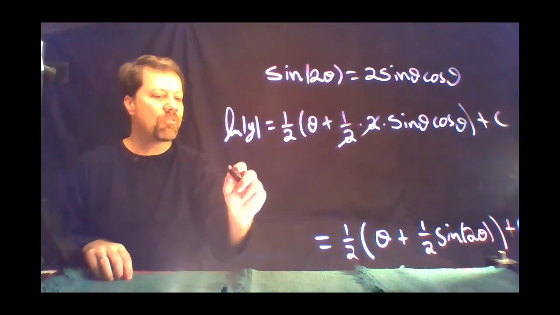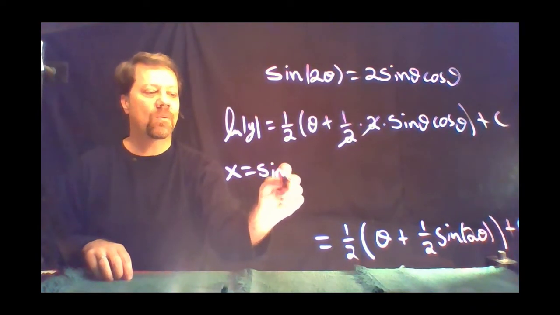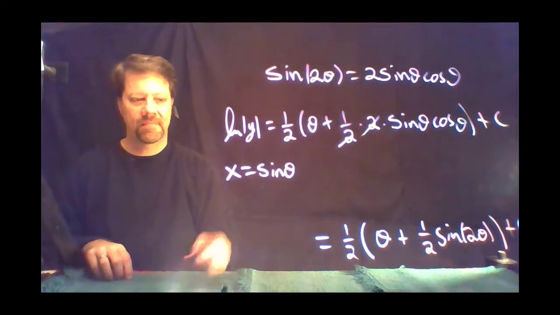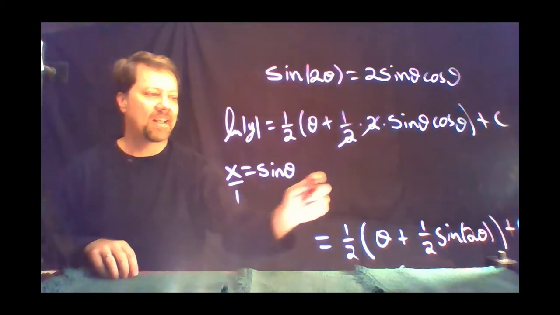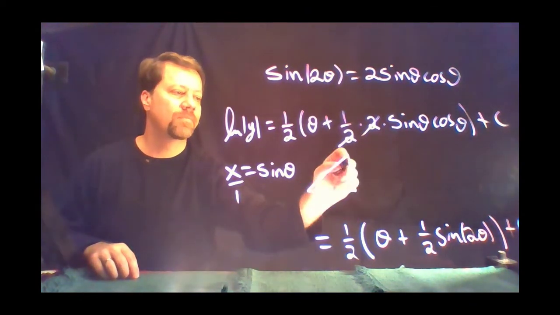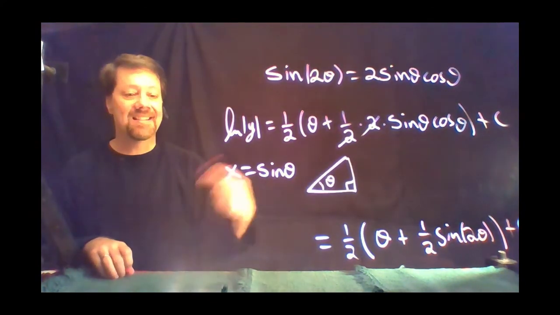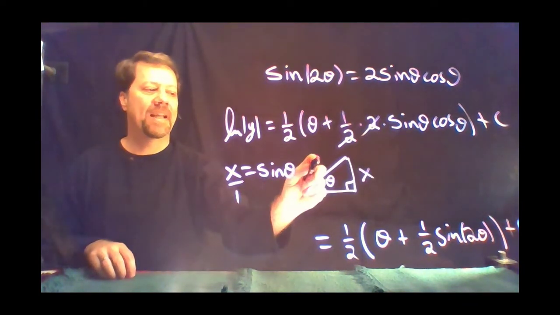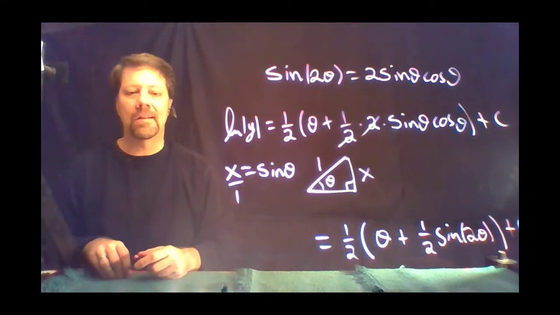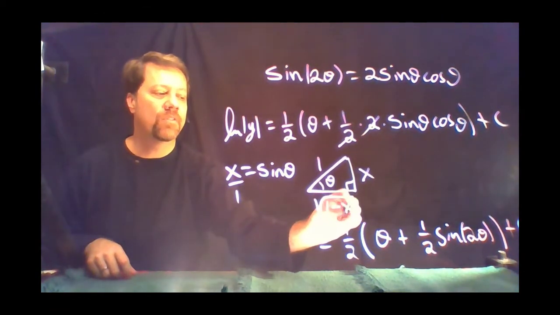Now we need to remember that we chose the substitution x equals sine theta. We should write this as x over 1 equals sine theta and draw a little triangle. If this is theta, sine is opposite over hypotenuse. So the opposite will be x and the hypotenuse will be 1. By the Pythagorean theorem, the adjacent side is the square root of 1 minus x squared.